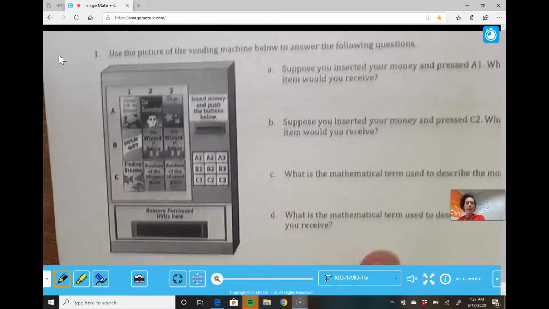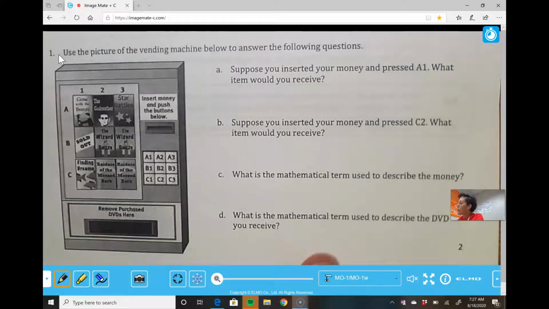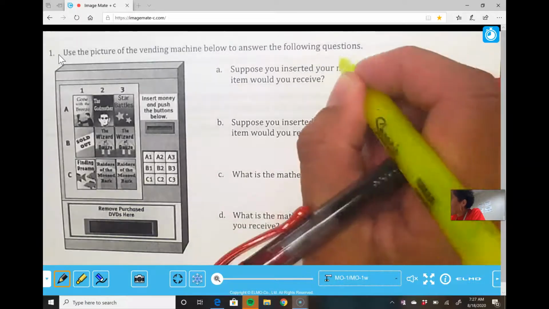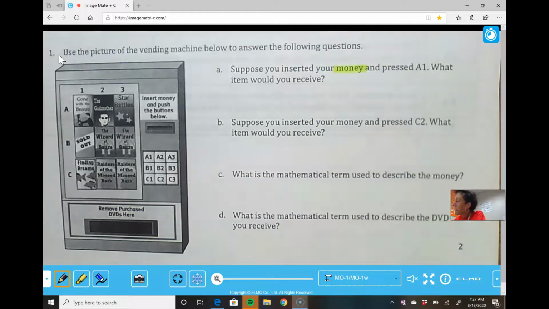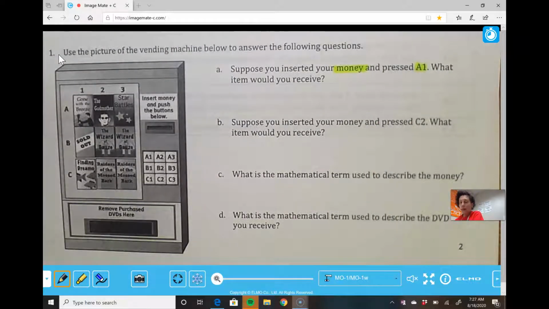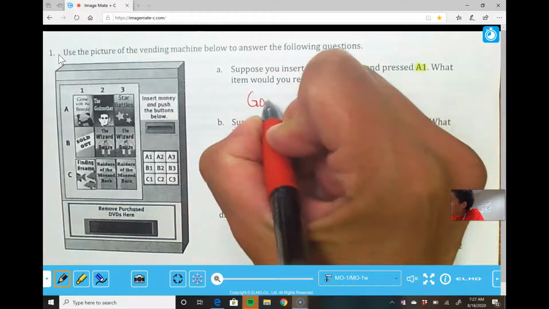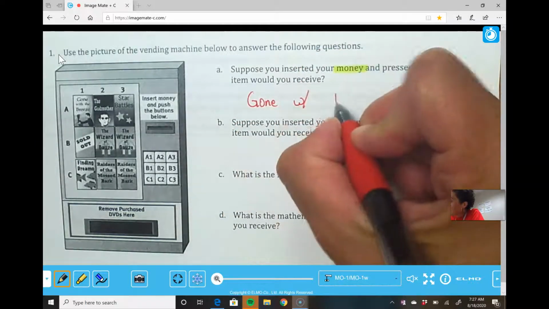So for instance, vending machines. We all have vending machines somewhere in the building, right? So when we insert money, us inserting money is our input, okay? And then we press A1. And so when we input that information, we're going to get something out of it, and that's our output. So if we press A1, what we're going to get is Gone with the Breeze. And feel free to abbreviate.